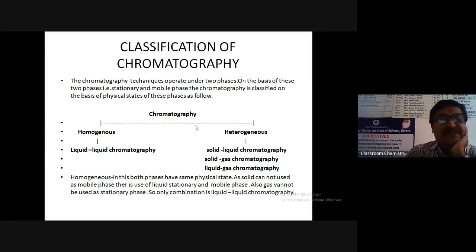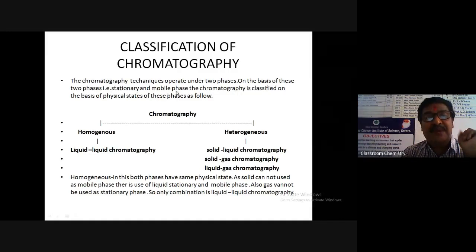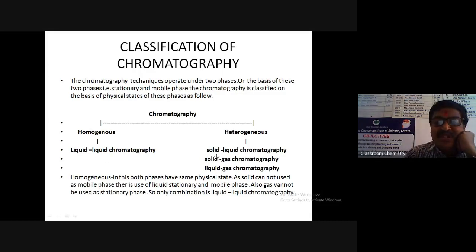So on the basis of physical state of the two phases on which the chromatography operates, that is stationary and mobile phase, the chromatography is classified into homogeneous and heterogeneous. Homogeneous consists of liquid-liquid chromatography, which states that the stationary phase is in liquid state and the mobile phase is also in the liquid state. While the heterogeneous has solid-liquid chromatography, solid-gas chromatography and liquid-gas chromatography.